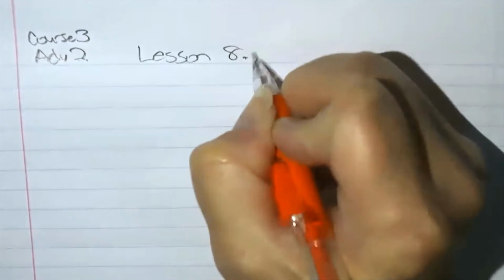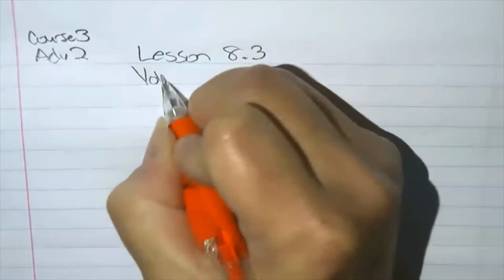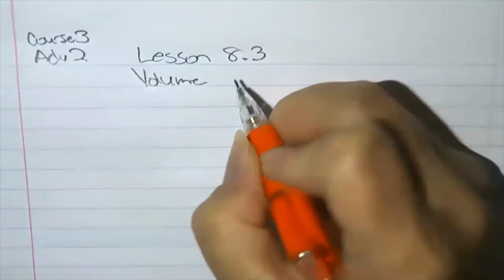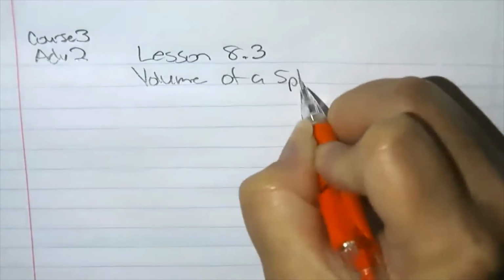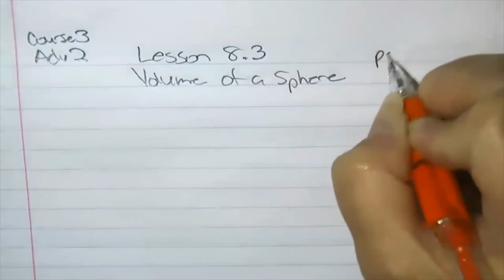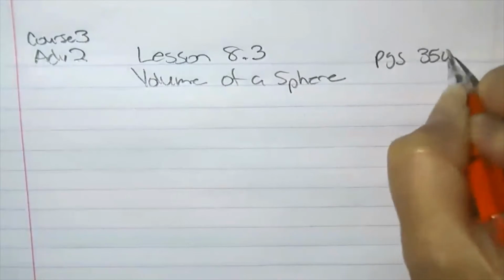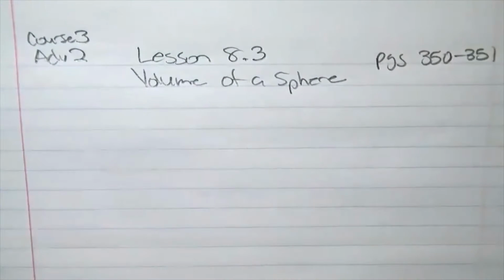Okay, if you are in 7 Excel, we are working from the Advanced 2 textbook. If you are in Math 8, we are working from the Course 3 textbook. We are doing lesson 8.3, volume of a sphere. And it can be found on pages 350 and 351.